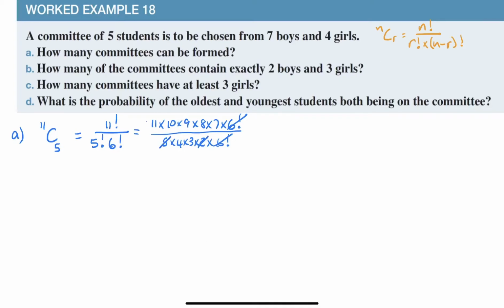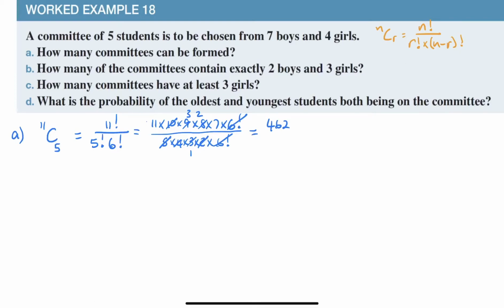5 and 2 is 10, 10 and 10 cancel. 4 goes into itself once, into 8 twice, 3 goes into itself once, into 9 three times. So I have 3 times 2 is 6, 6 times 7 is 42, 42 times 11 gives us an answer of 462. So there's 462 committees that we can form from 7 boys and 4 girls.